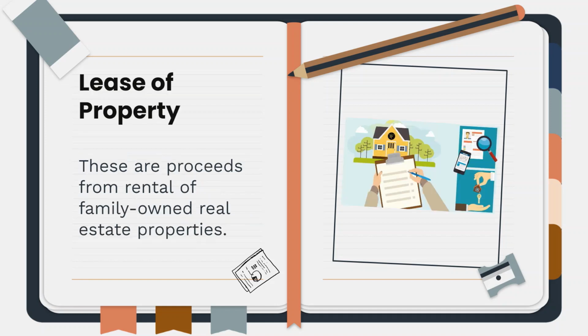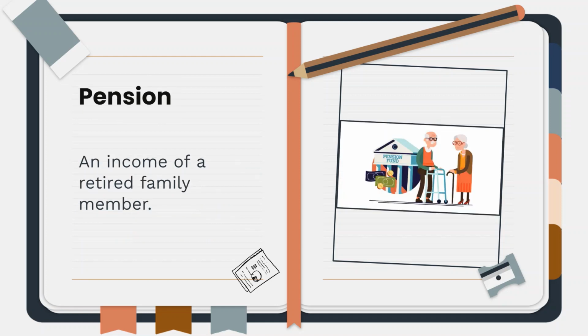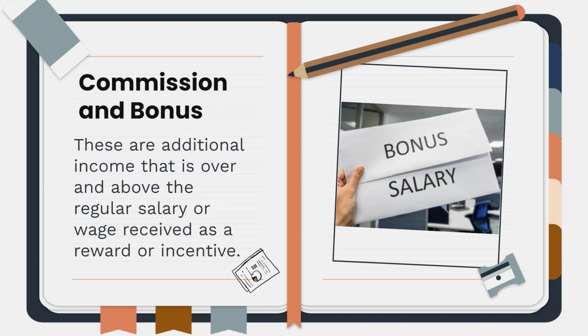Next is lease of property. These are proceeds from rental of family-owned real estate properties. Another is pension. Pension is the income of a retired member of the family. Family income may also come from commission and bonus. These are additional income that is over and above the regular salary or wage, received as a reward or incentive.